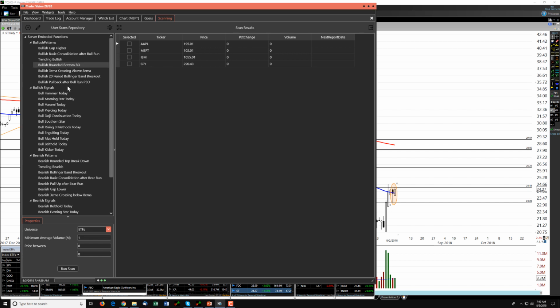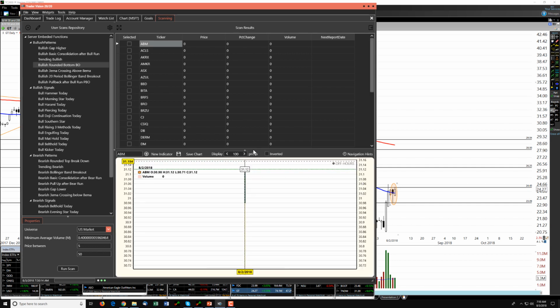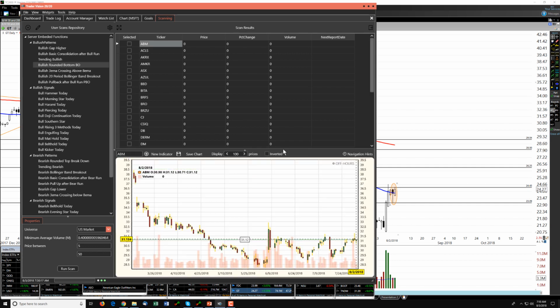So let's go ahead and pick a scan. Scanning for rounded bottom breakouts. Select the universe. Let's just select the US market. Minimum average volume that we want to scan for. Just for grins, let's make it 400,000 shares a day, and our price between $5 and $50. Run the scan. So there's our results. As I said, I've gone down through these before. There are some nice ones there, but let's just pull up the chart and see if we can't get that set up for ourselves.